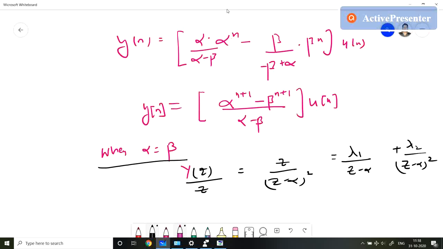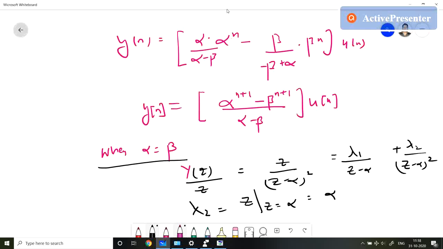So what is lambda 1 and lambda 2? We can find the values of lambda 1 and lambda 2. It is better to find the value of lambda 2 first, and the lambda 1 value we will find by doing some mathematical manipulation. So what is lambda 2? Lambda 2 is simply z at z equal to alpha. So it is alpha. We get lambda 2 by just applying the definition of partial fraction. If you have any problem, you can go to previous lectures, and you will find that.